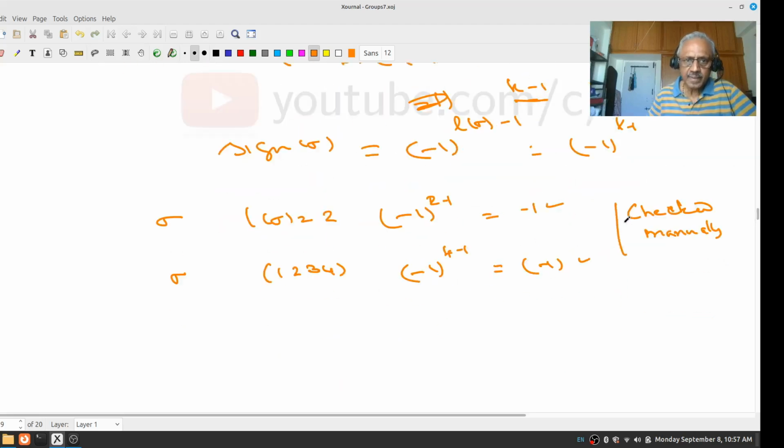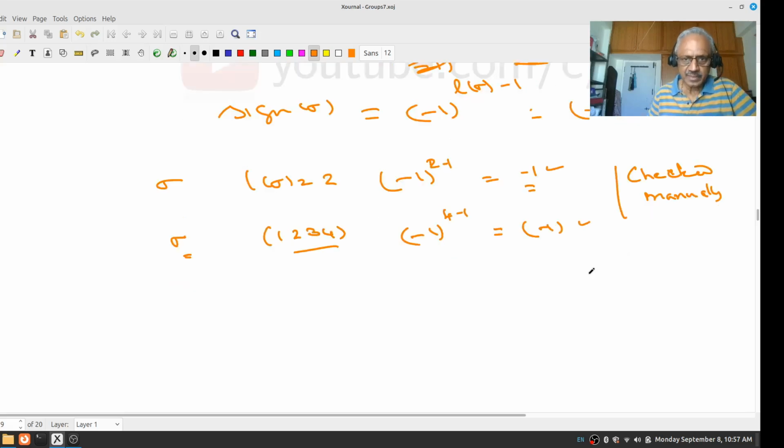We had already checked it for a transposition. For a transposition, we know it is minus 1, that is minus 1 to the power 2 minus 1. And also for a 4-cycle, we had checked it earlier. These are all the things. Okay, very good.